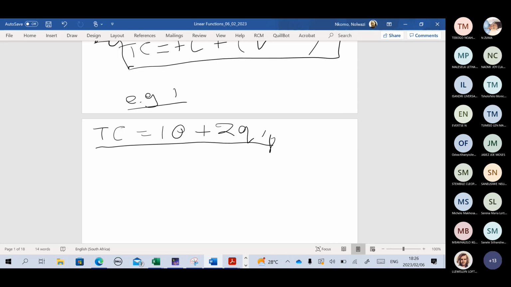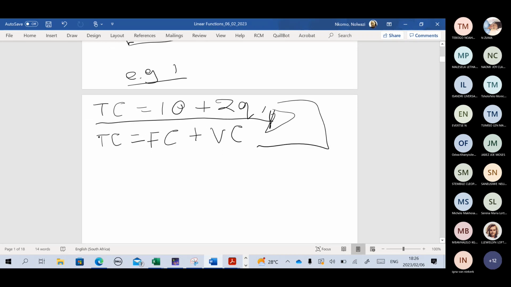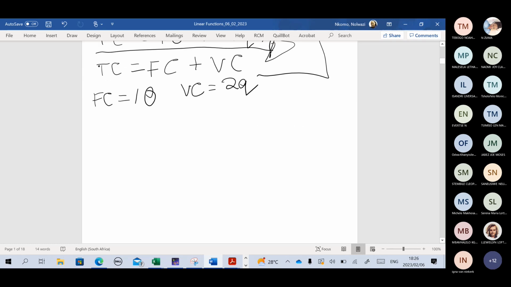Then this is what we'll do. We'll take this given function and compare it to the general total cost function, which is total cost equals fixed cost plus variable cost, right? And if you compare these two, you can see that the fixed cost in this case is 10, and the variable cost is 2Q, right? So that means we can draw this. If the fixed cost is 10, that means where Q is 0, we have the total cost as 10. So this means we have a point.